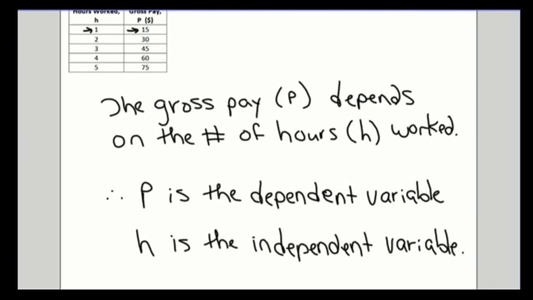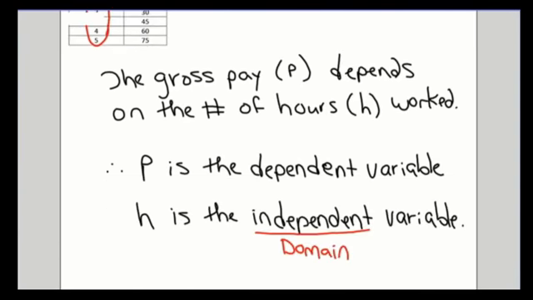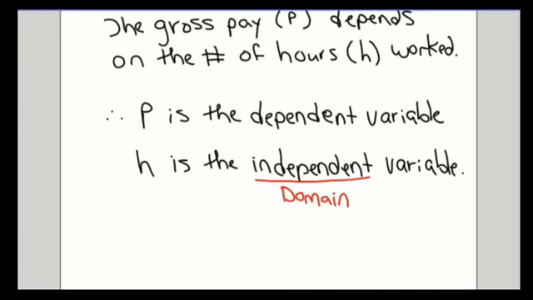So when we're talking about the domain and range, the values in your independent variable belong to the domain. So the independent variable describes your domain. So in our example, this would be your domain. So the domain in our case is 1, 2, 3, 4, and 5.